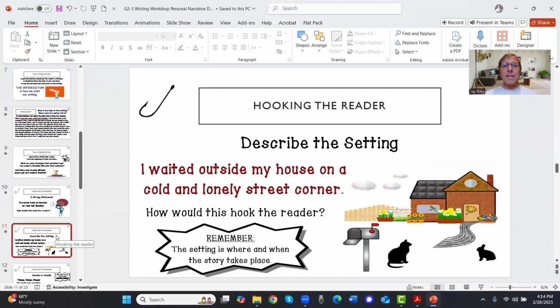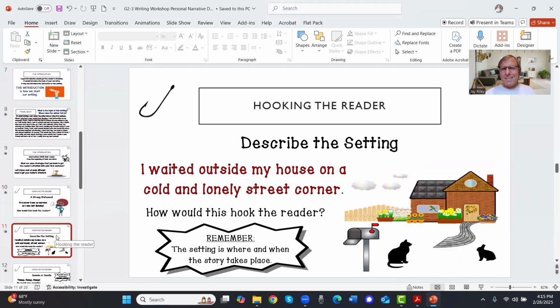We can describe the setting. Remember, our students need to understand that setting is where the story takes place, but also when the story takes place. That can be the first day of school, but it can also be the time of day. It might be the morning time. So here the author says, I waited outside my house on a cold and lonely street corner. That's a great description of the setting. I really visualize this student standing out there.